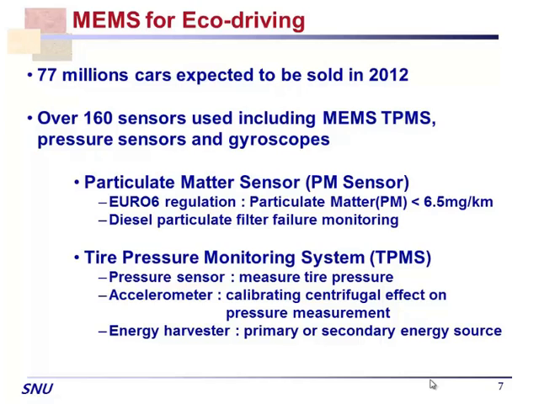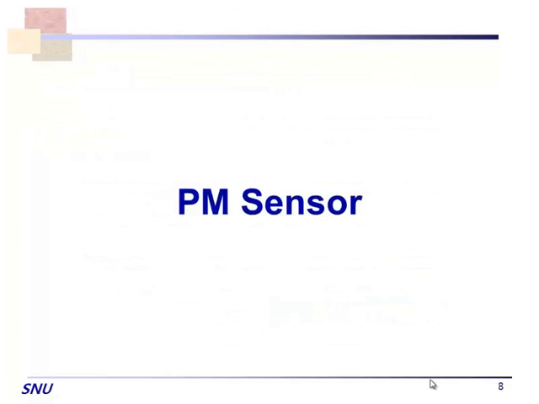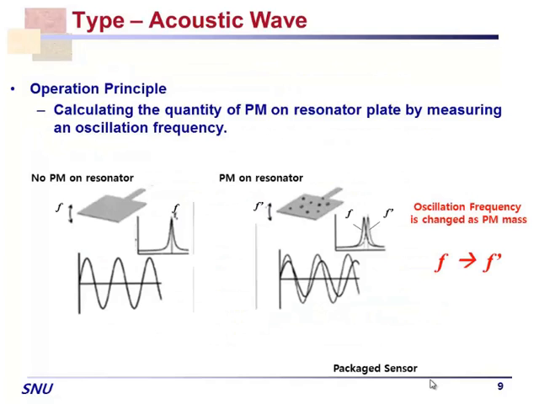Another one is TPMS, which is quite well known and well established, for measuring tire pressures. But there is some unwanted effect, like a centrifugal effect on the pressure measurement. So we need an accelerometer to measure this force to calibrate the pressure. And we may add an energy harvester as a secondary energy source.